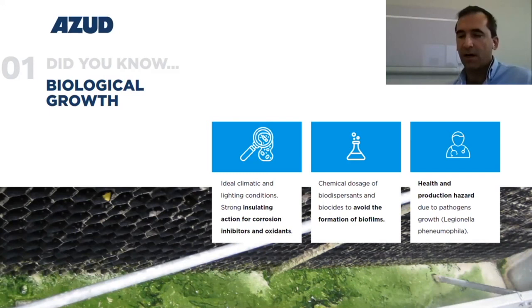Sometimes the environment will also help the biological growth, as the climate conditions will be ideal, and also the lighting conditions. So it will have a strong insulating action against corrosion inhibitors and oxidants. You need biocide or disinfectant to maintain residual dosing, also to avoid Legionella, as Legionella is the most dangerous bacteria for the cooling tower, which can also produce human infections and eventually the shutdown of the factory if the water contains this bacteria.